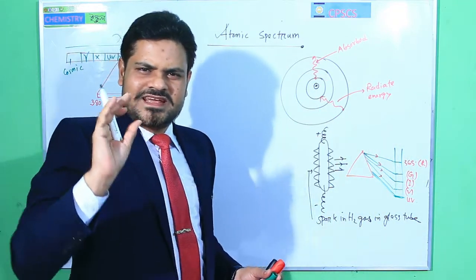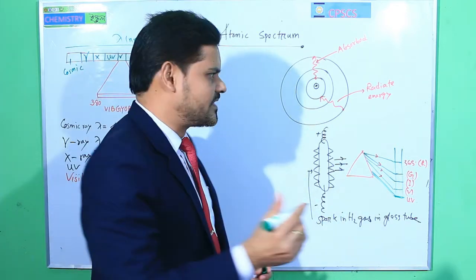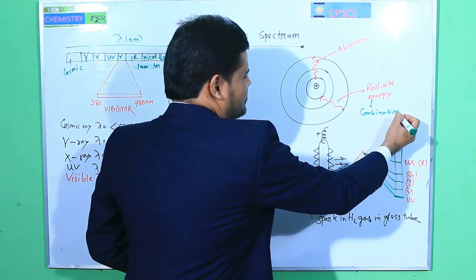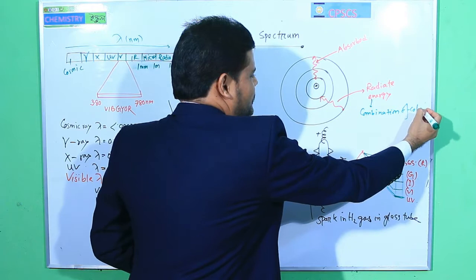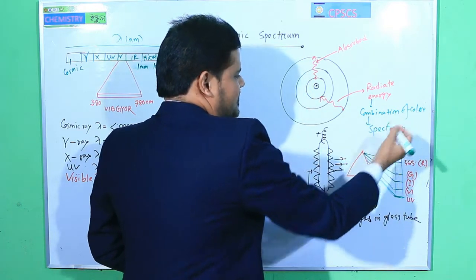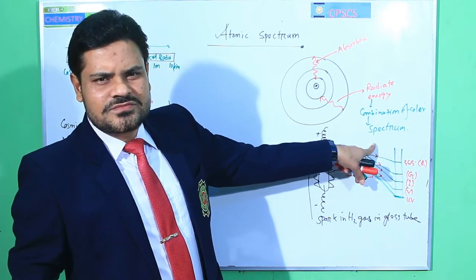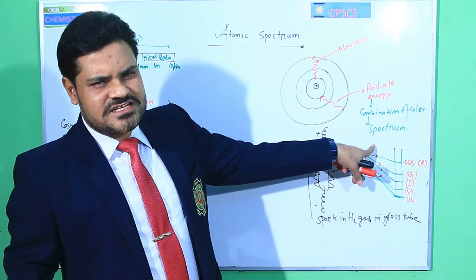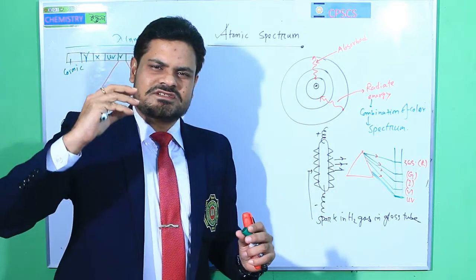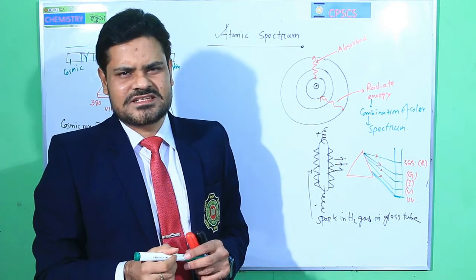We know that when an electron radiates energy, this energy reaches the environment as a combination of colors. This combination of colors is a spectrum, the singular form of spectra. And by this, from an atom, we can easily create a spectrum. Dear learners, when an atom creates a spectrum, this is called the atomic spectrum.